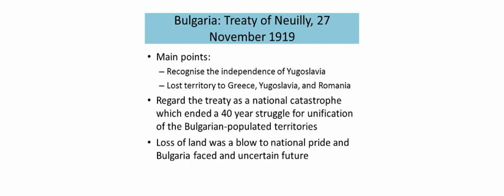Bulgaria, a lot of people forget that Bulgaria, of course, allied itself with Germany. It was a recipient of the Treaty of Neuilly, signed on 27 November 1919. This, again, has the same 4 points as the rest, but they too have to recognize the independence of Yugoslavia. Bulgaria will lose territory to Greece, Yugoslavia, and Romania.